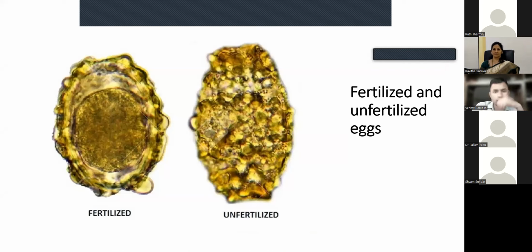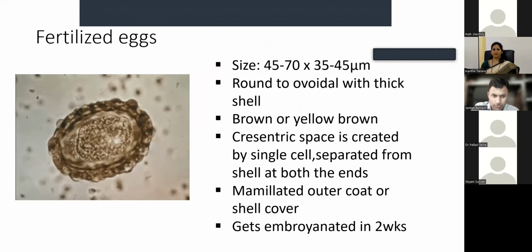And if you see the eggs, there are two types of eggs: fertilized and unfertilized eggs. Sometimes these fertilized eggs may lose the mammillation, the thick albuminous coat. So these types of eggs are called decorticated eggs. So these are a few important points about the fertilized eggs.